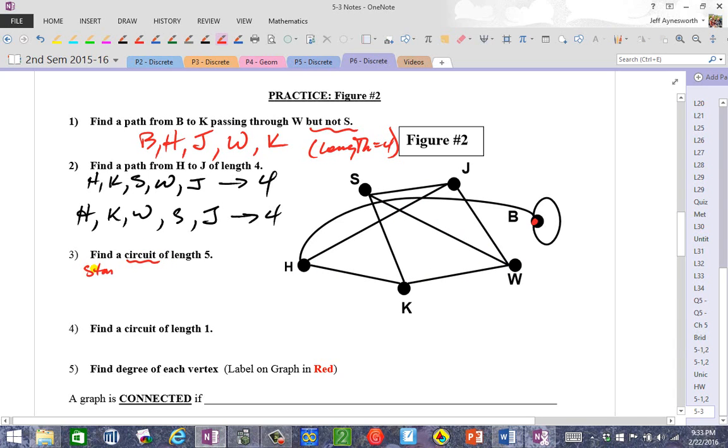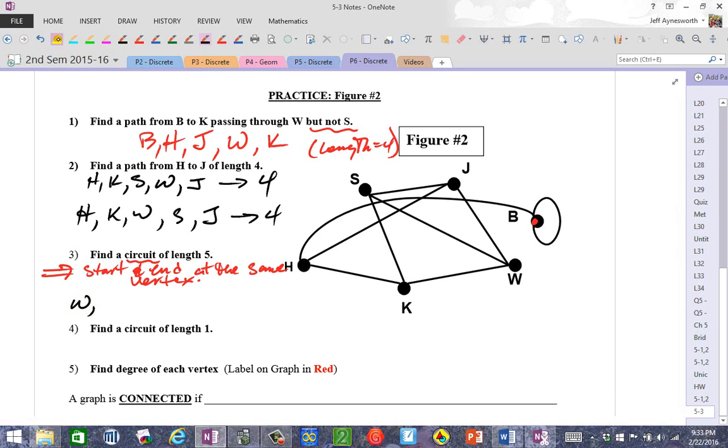So start and end at the same vertex. I'm just saying that because that's what the whole idea of a circuit is. Okay, many different possibilities here. So if I start at W, for example, length 5. Okay, so I start at W, I got to end at W. So let's go W, S to K, to H, over there to J, and then back to W.